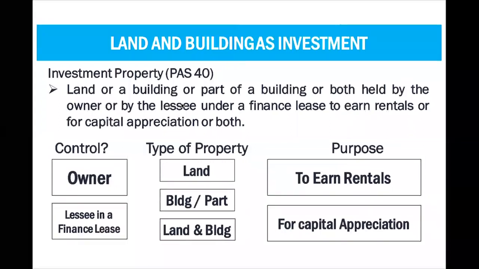We go now to your land and building as an investment. This is under PAS 40, investment property. So what is an investment property under PAS 40? It is a land or a building or part of a building or both held by the owner or by the lessee under a finance lease to earn rentals or for capital appreciation or both. So who controls it? The owner or the lessee in a finance lease.